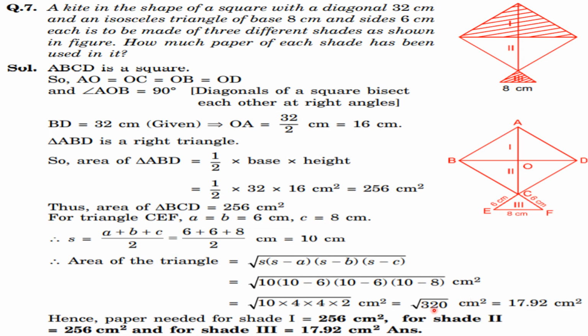Now we have to find the square root of this number. Then what will you get here? 17.92 centimeters square. Okay, my children, this is area of this small triangle. Hence, paper needed for shade 1 is equal to 256 centimeters square, and for the above triangle, for the first triangle, 256 centimeters square. For the second triangle is also 256 centimeters, and for the third small triangle is 17.92 centimeters square. Understood this question, my children?